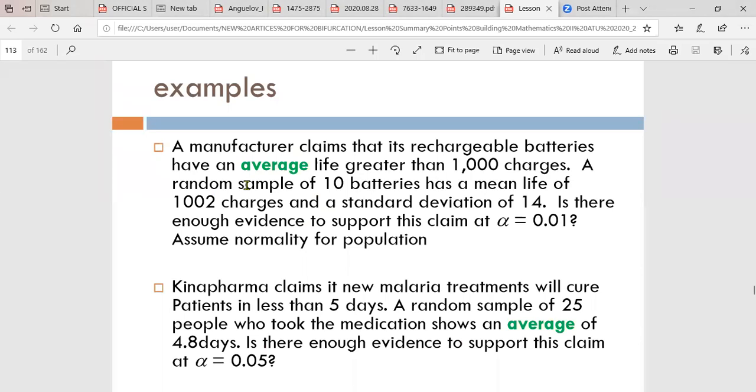These are all claims. Another claim will be Pharma claims that its new malaria treatment will cure patients in less than 5 days. That is also a claim. But as to whether this claim is true or not requires a process of hypothesis testing, right? Good.